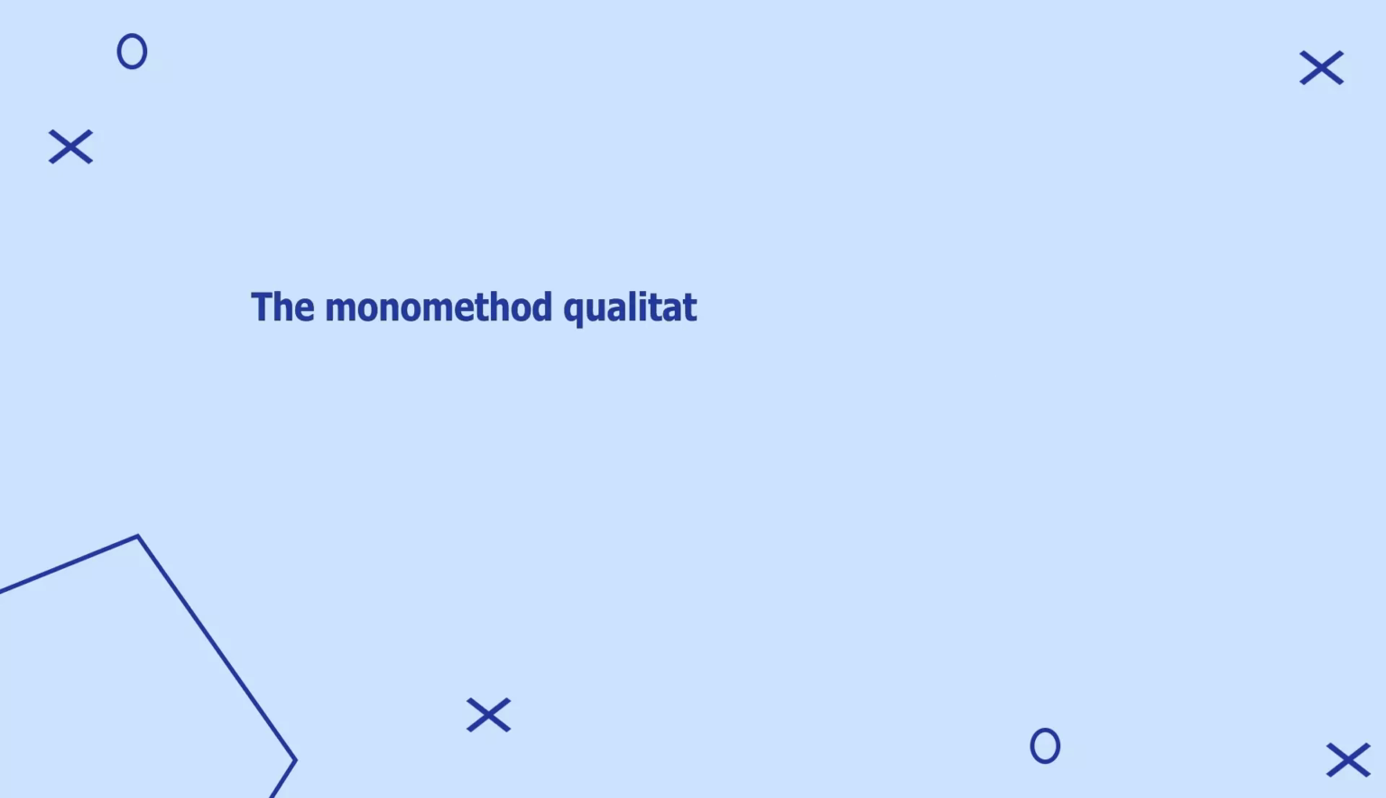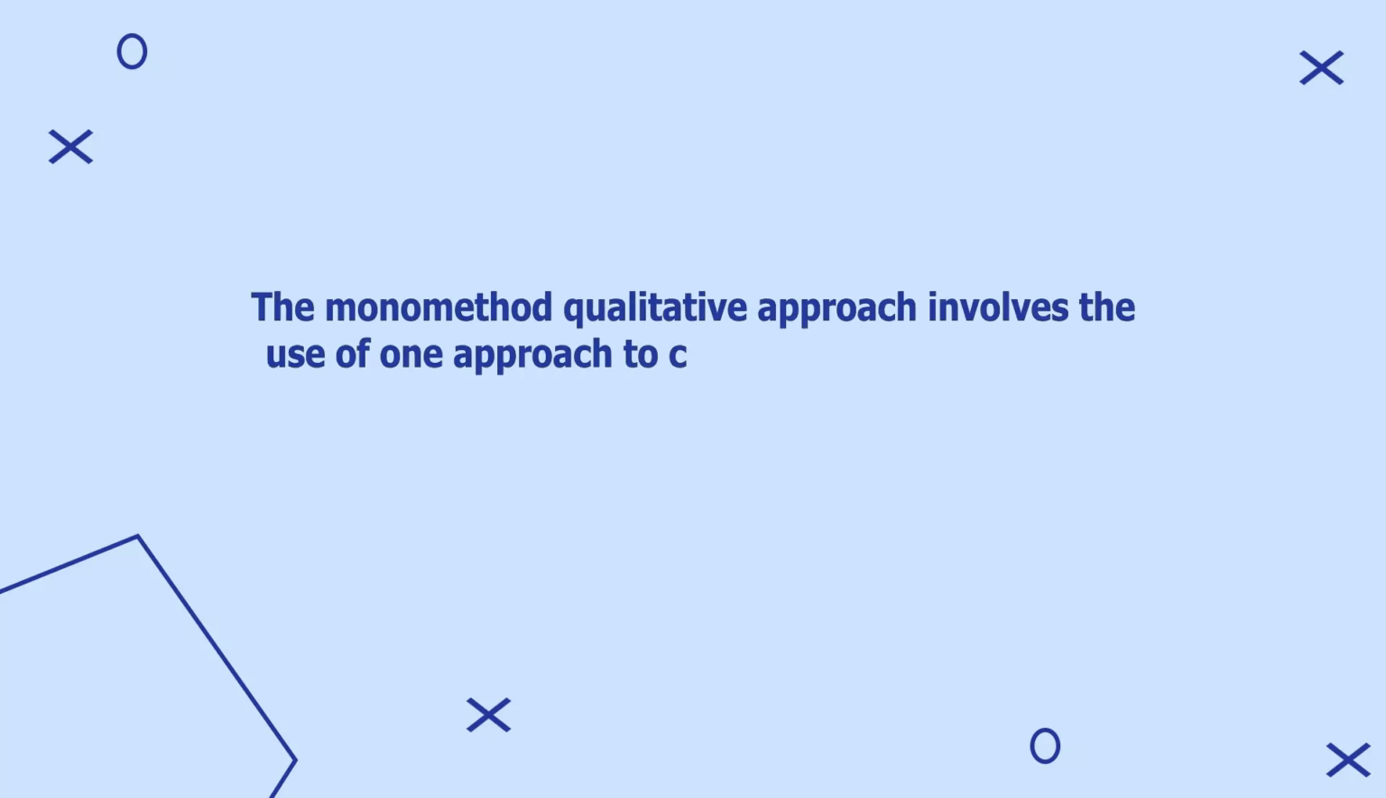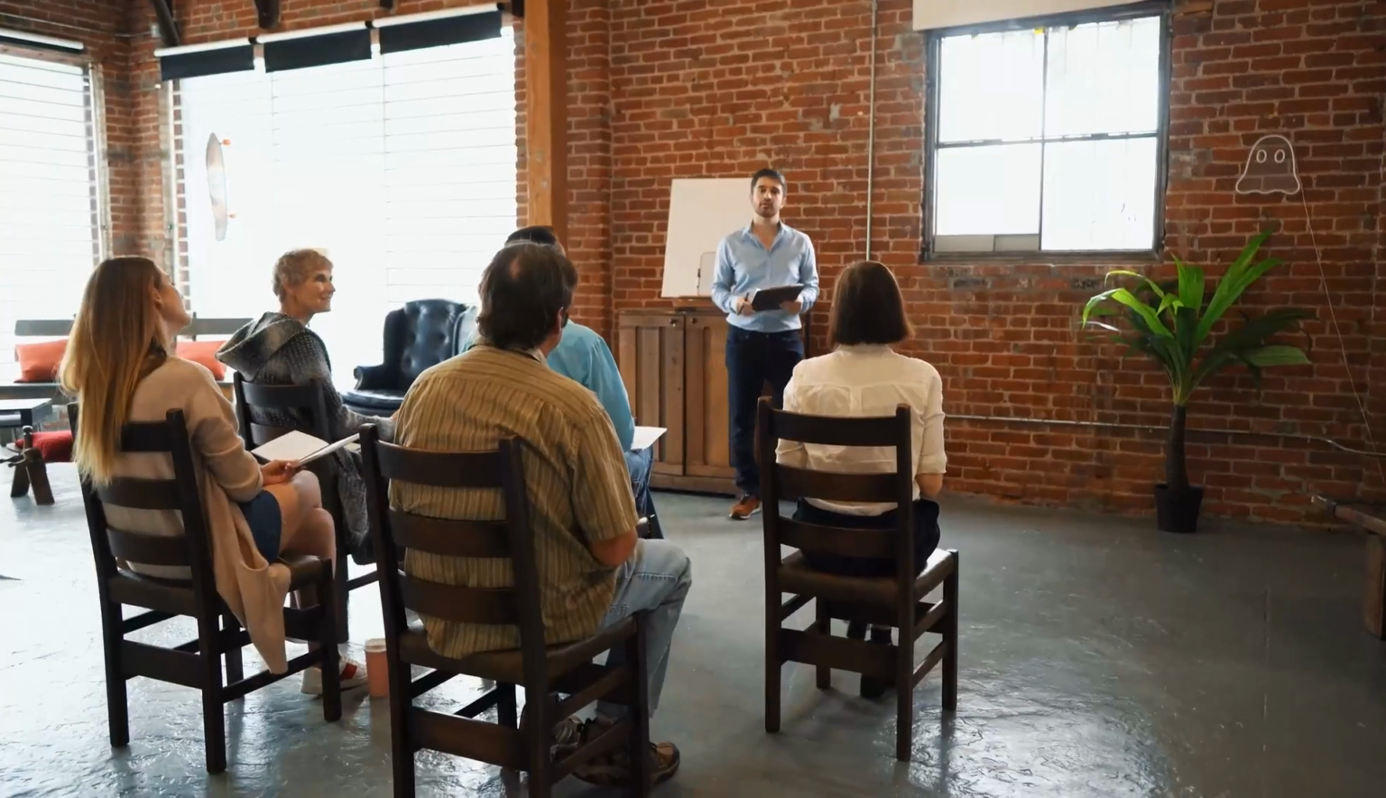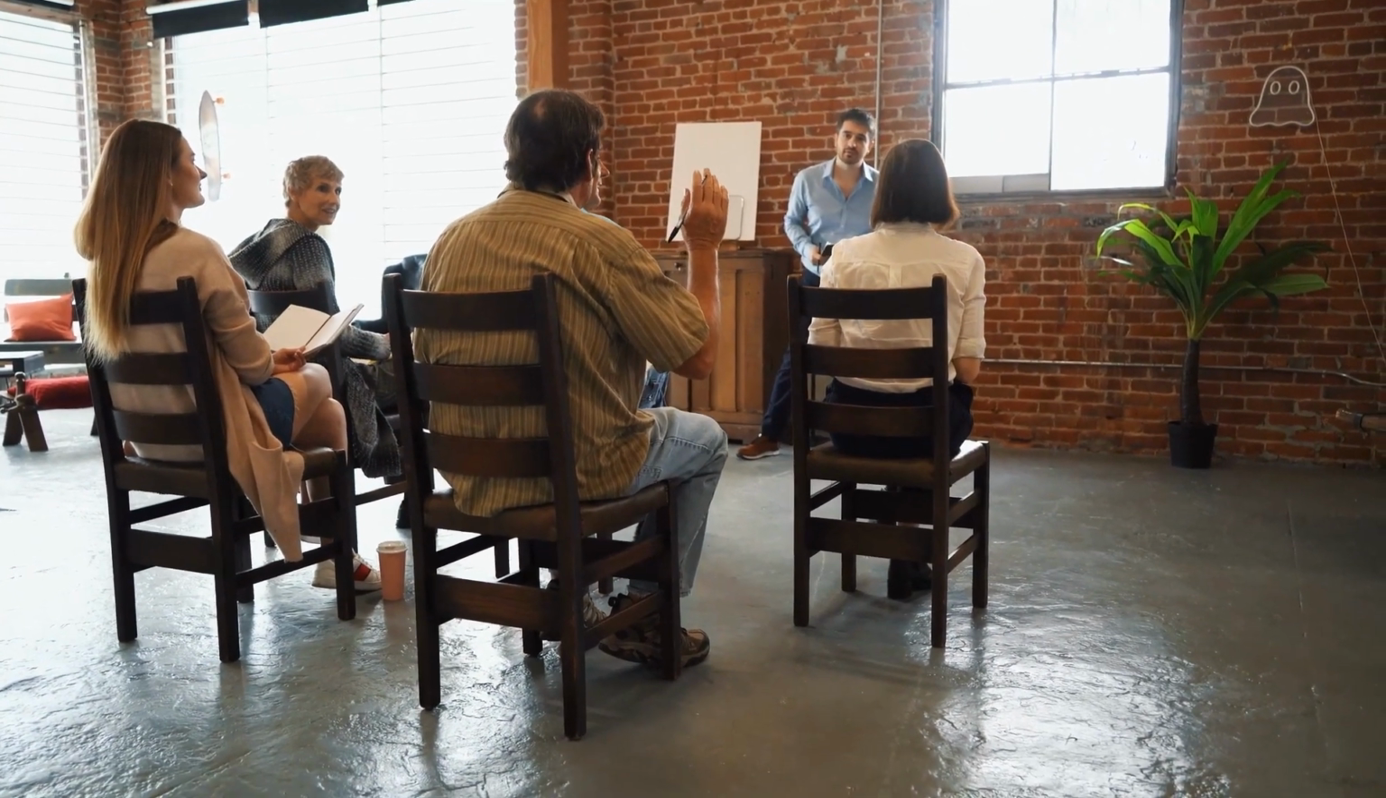The monomethod qualitative approach involves the use of one approach to collect data to analyze in a qualitative study. For example, a researcher can decide to use only interviews as their main method of collecting qualitative data. A researcher can also decide to use only focus groups or only observations as their main approach of collecting data.